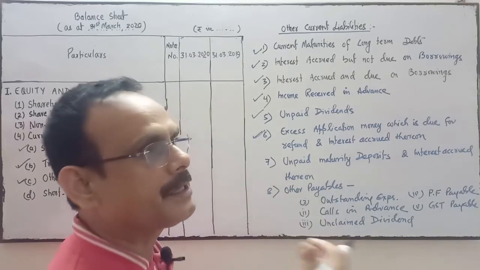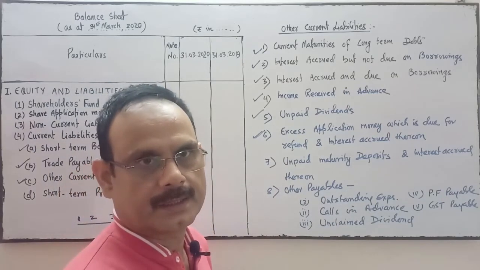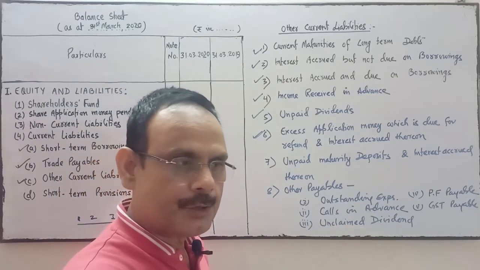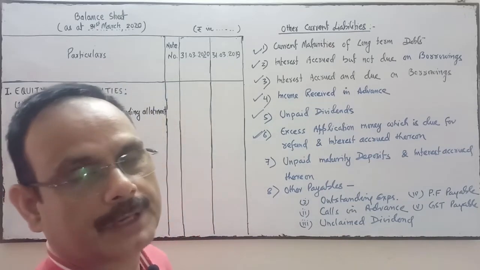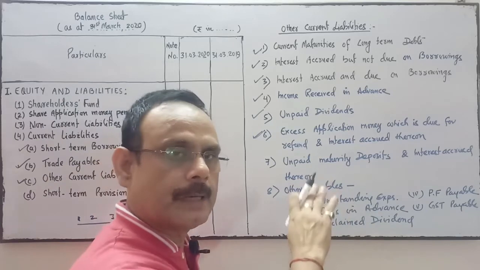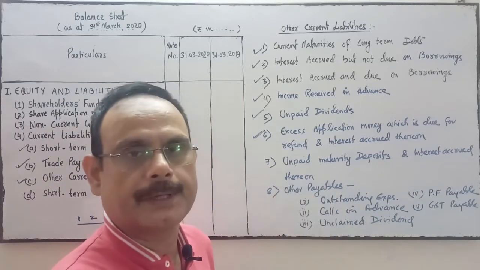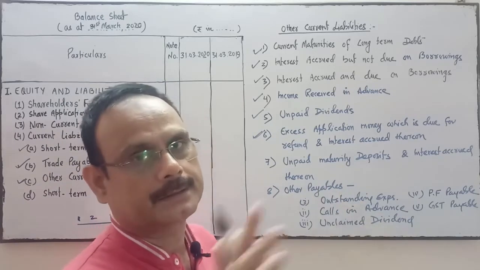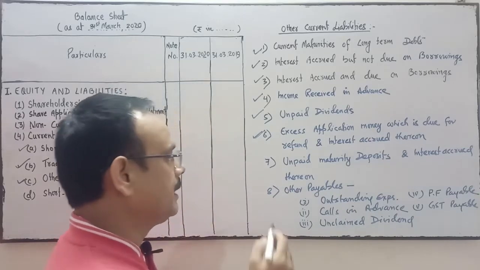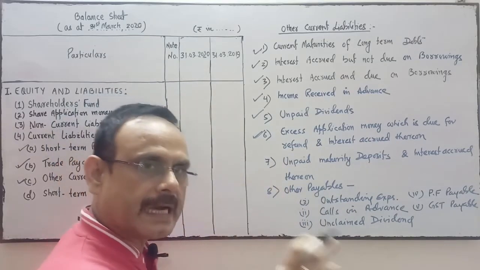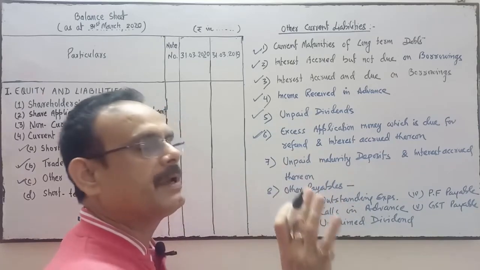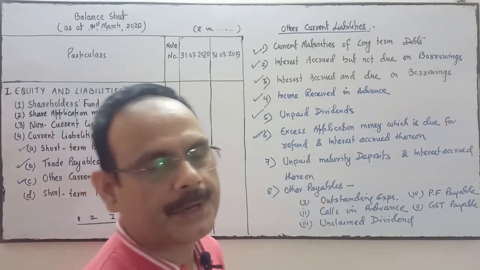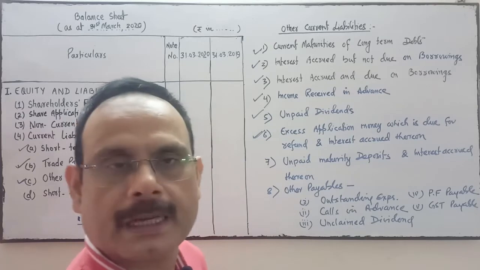Unpaid matured deposits. Deposit is matured but the amount is not yet paid by the company or refunded or returned by the company. That also comes over here in the other current liability, and interest accrued on that also comes. Other payables are outstanding expenses, income, calls in advance, unclaimed dividend, PF, provident fund payable, GST payable, like this.